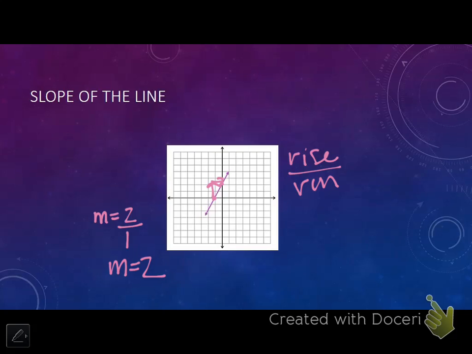Rising is positive, going to the right is positive as well. If you would have gone down first, it would have been negative, or if you would have gone to the left, it would have also been negative. But for this one, we went up and went to the right, so they're both positive.